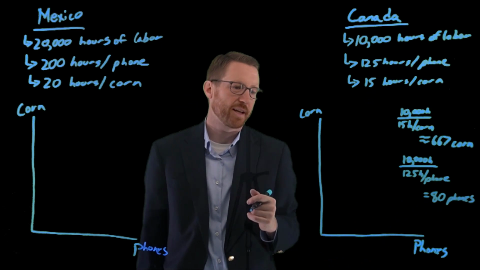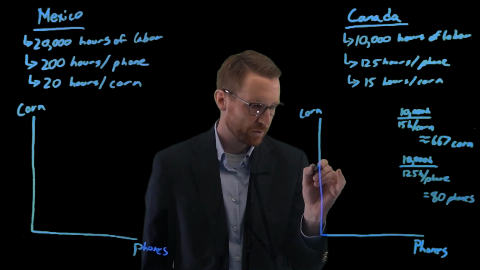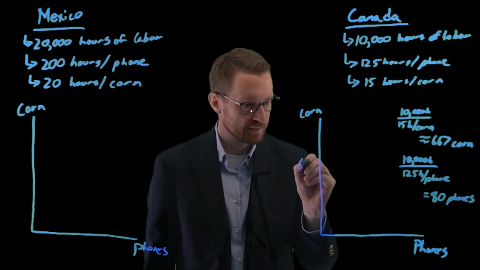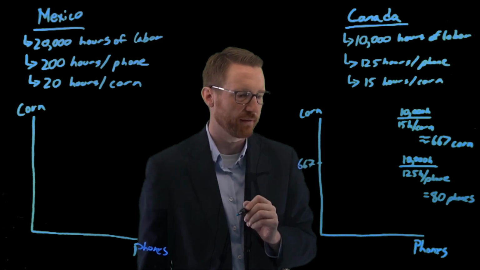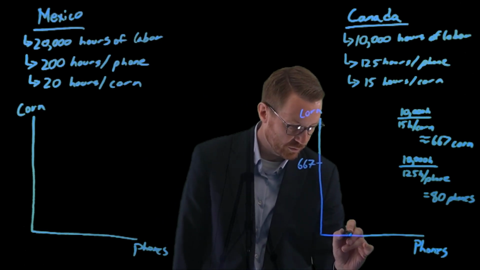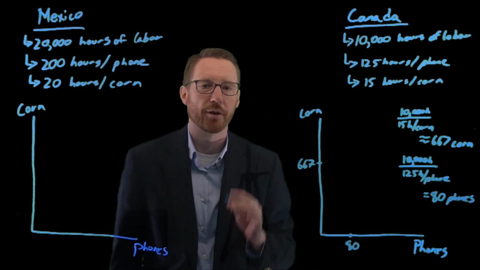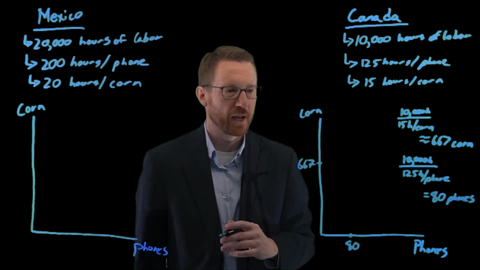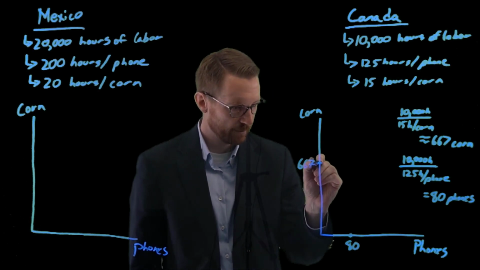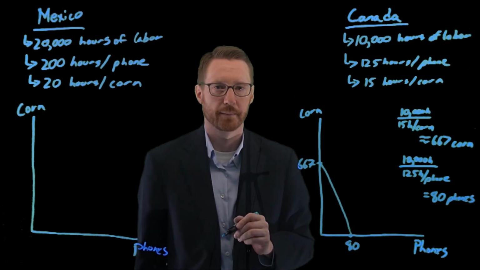So now that we've got that information, we can finish setting up the PPF. So for corn, we'll say this is 667 tons of corn they can produce, or they can produce 80 phones if they put all their effort into producing phones. Now, they don't have to only produce phones or only produce corn. They can produce some combination in between.